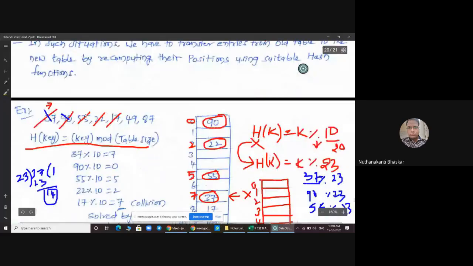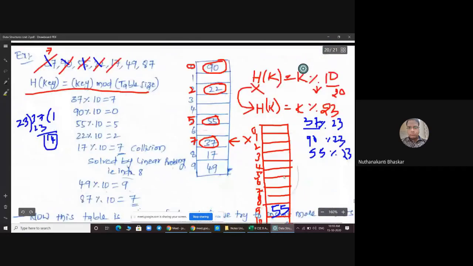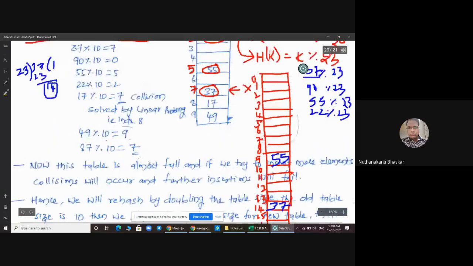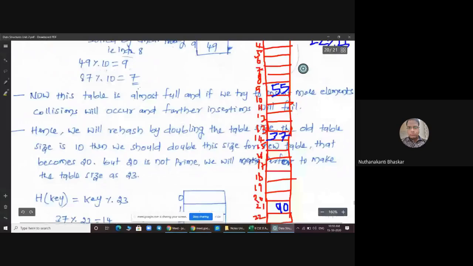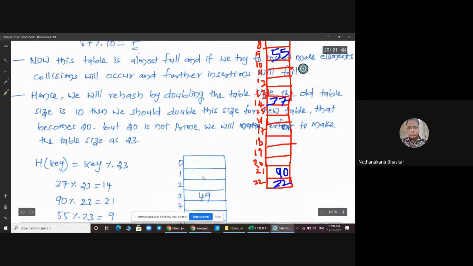Next one, 22. Tell me, 22 modulus 23. What will come? What is the remainder? 22 only. Very good. You know, it is lesser than 23, right? 22 only. Very good. Please respond.